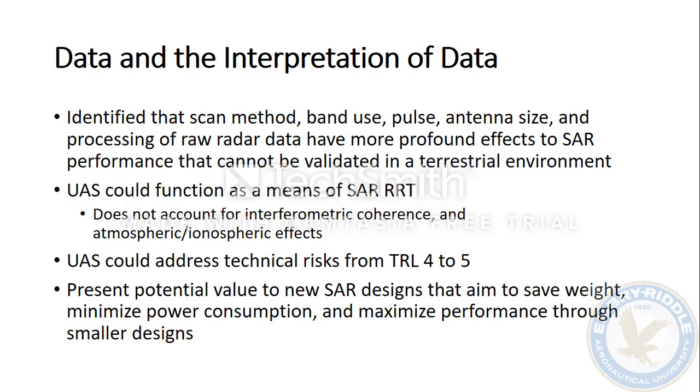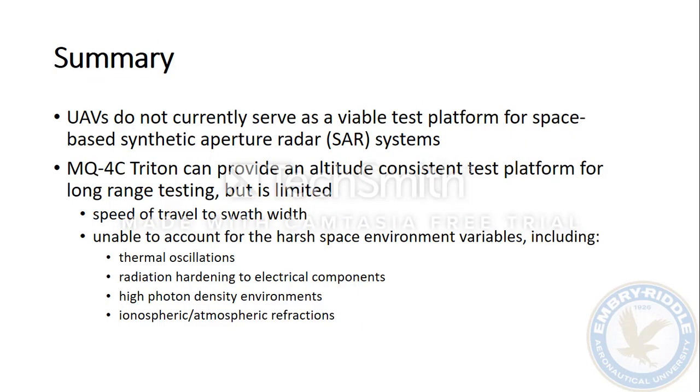They could address some of the technical risks from going to a breadboard or to a prototype stage, so from TRL 4 to 5 in a controlled environment. So you could save some money in that regard. And you can use that to save weight, minimize power consumption, and maximize the performance using that smaller design. So going from breadboard to prototype, that type of information could be very, very useful.